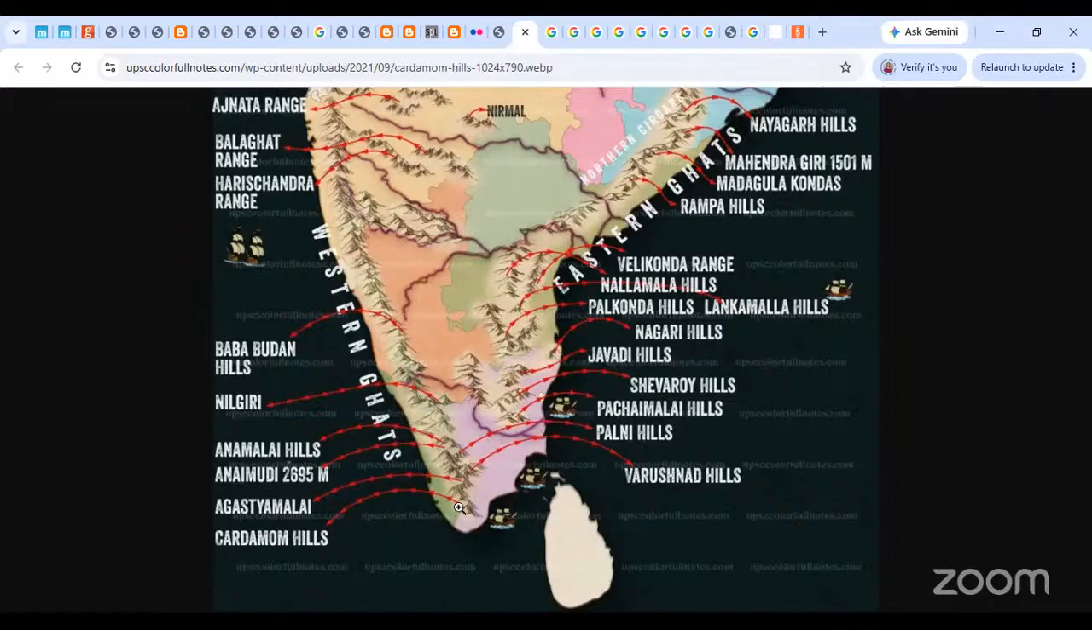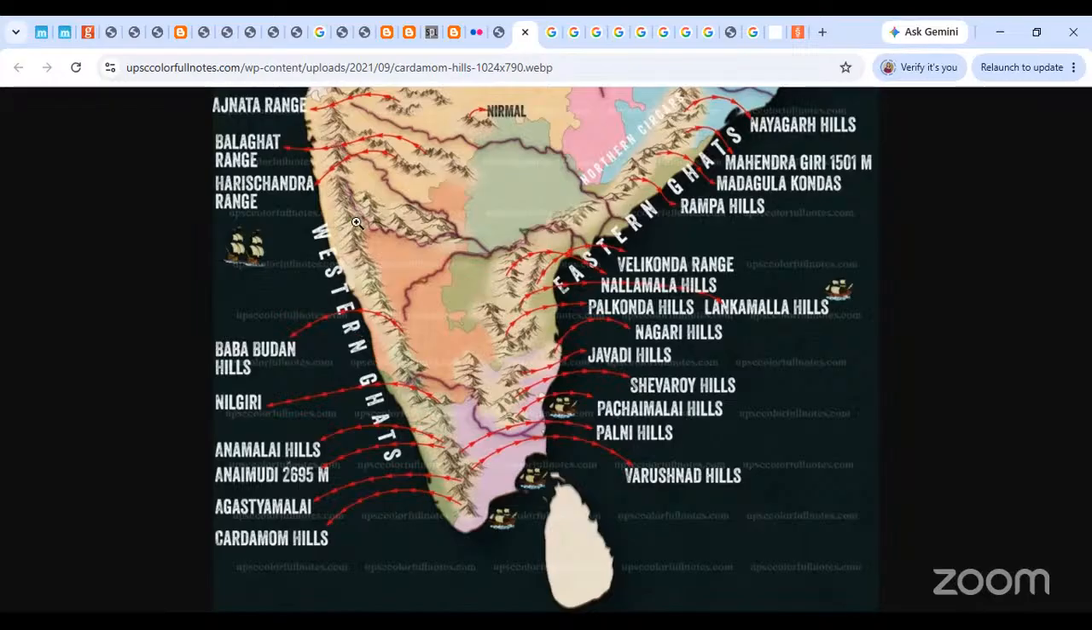We are saying these are the Cardamom Hills. Over here, can you see this part? This is the Cardamom Hills. Cardamom Hills clearly lie between Tamil Nadu and Kerala, and they are considered a part of the Western Ghats. All of these will be considered part of the Western Ghats.